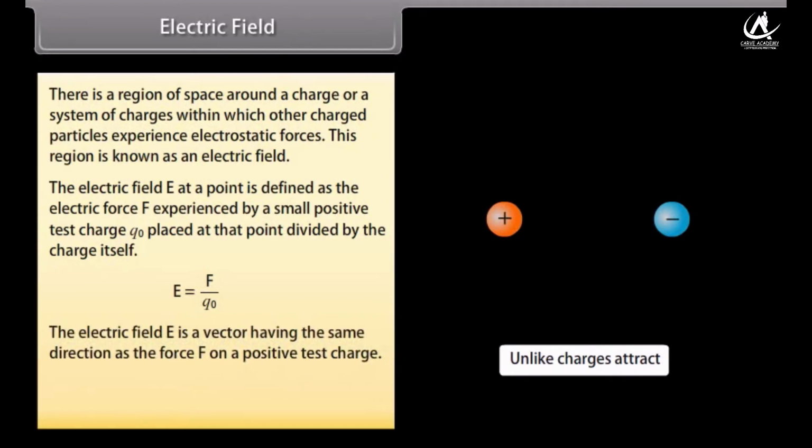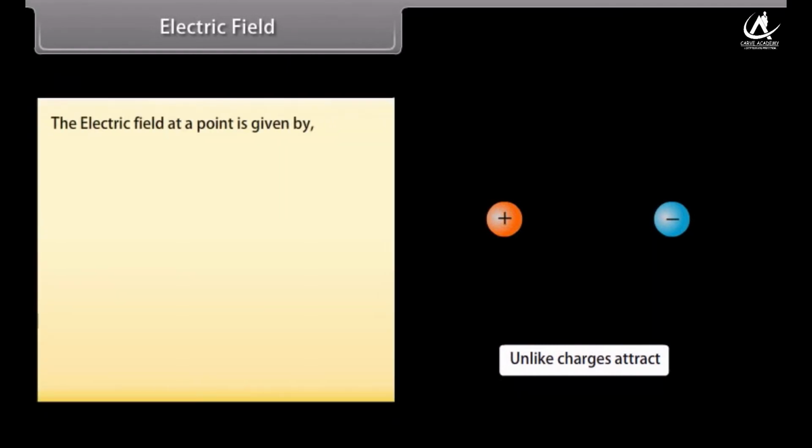The electric field E is a vector having the same direction as the force F on a positive test charge. The SI unit of electric field is Newton per Coulomb. The electric field at a point is given by E is equal to 1 upon 4 pi epsilon naught multiplied by Q upon R square into R cap.